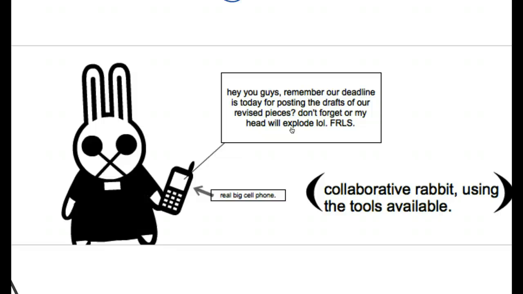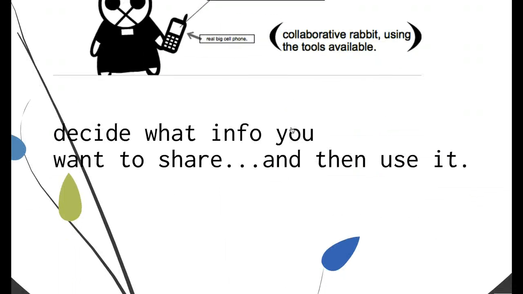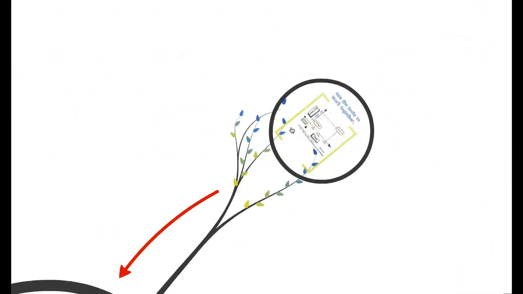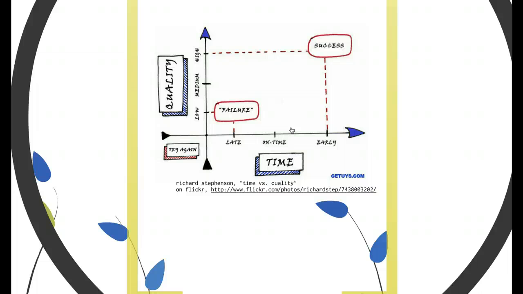What you need to do, of course, then is to decide what kind of contact information you want to share and then use it to get the job done. So to sum up, whatever tools you decide to use, use them to get the job done. And remember that agreeing on the tools that you are going to use as a group will assist you as you work on your collaborative project and will help your collaboration go more smoothly and more efficiently.